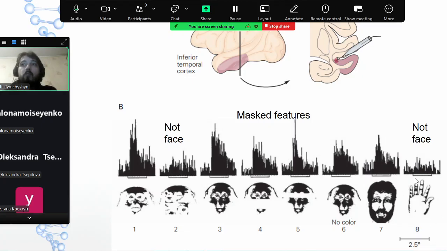And here is a completely different object, like an arm. So you have a hand here. Just looking at the hand, you see almost no activity because it's not a face. So we know that the inferior temporal cortex has some neurons and some circuitry for processing faces and for recognizing whether the object is a face or something pretty different from a face.